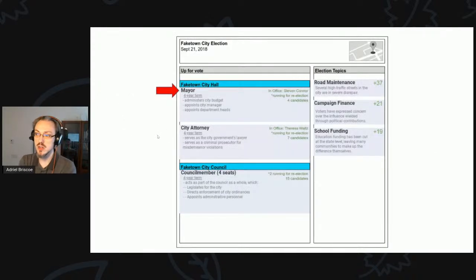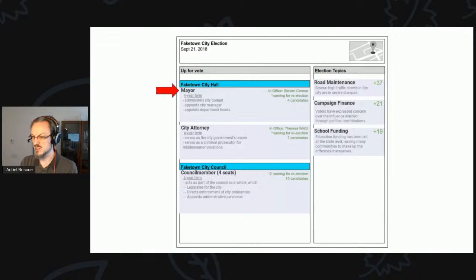Now, this is a mock-up of what it might look like actually looking at an election. So we have the city of Faketown here. This is the Faketown city election. On the left, you can see the 3 things up for vote. There's 2 positions within the city hall. There's the mayor and there's the city attorney. And then there's 4 seats up in the city council.